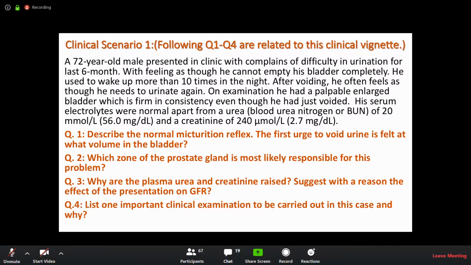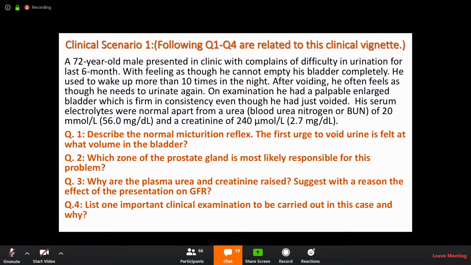However, his urea, and in brackets it's written blood urea nitrogen, or BUN, is 20 millimoles per liter. And the BUN, which is normally given in milligrams per deciliter, is 56 milligrams per deciliter. Now, if you go back and look at a standard textbook, it will tell you that the normal urea content of serum should be around 7 to 18 milligrams per deciliter. So this one is obviously elevated.